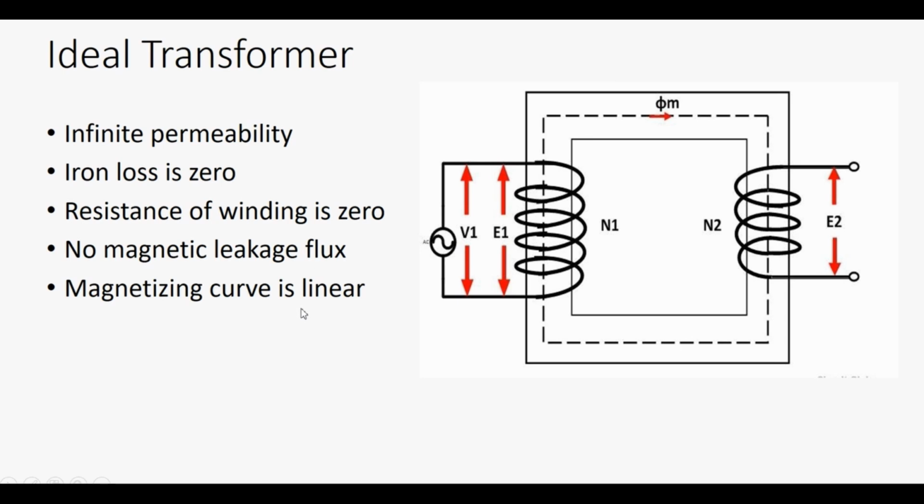Magnetizing curve is linear, that means this BH curve that we have already seen is linear, and there is no magnetic leakage flux. So that means no loss, only direct power, the same level of power will be transferred from the primary side to the secondary side. So that is an ideal transformer. We already know that the transformer voltage and current have a relation with the number of turns. We'll get that later also.